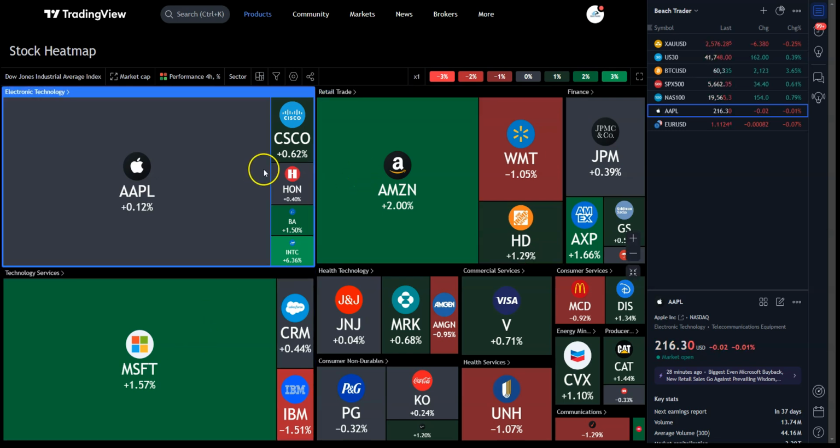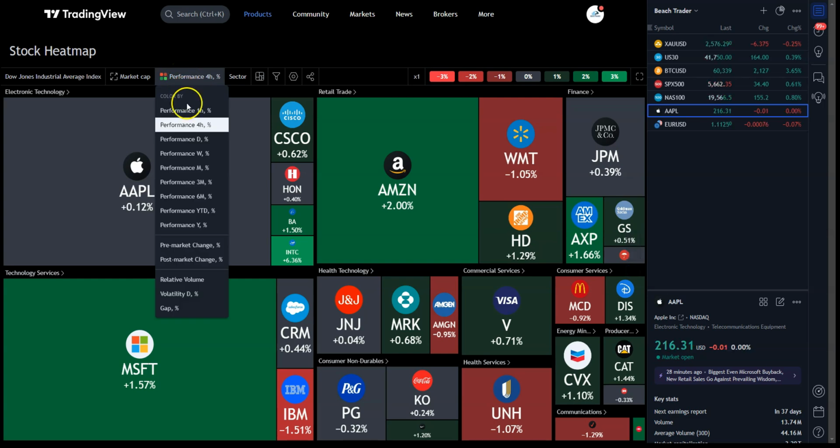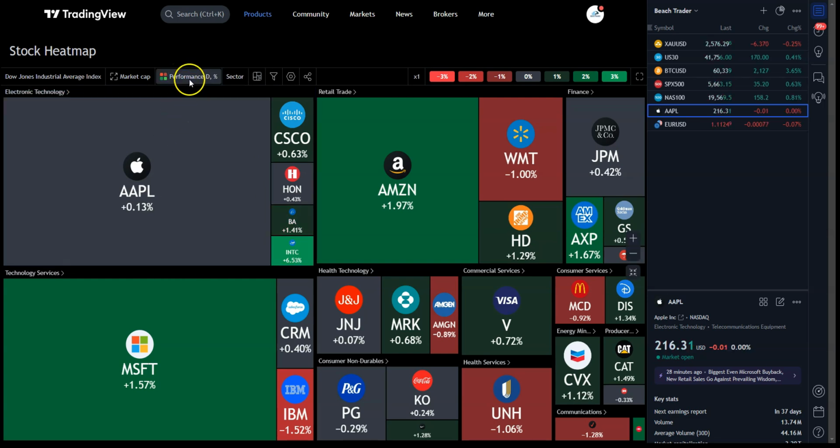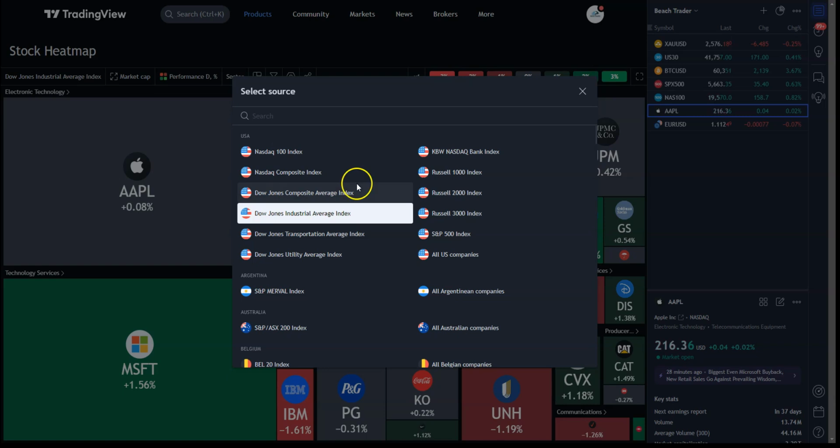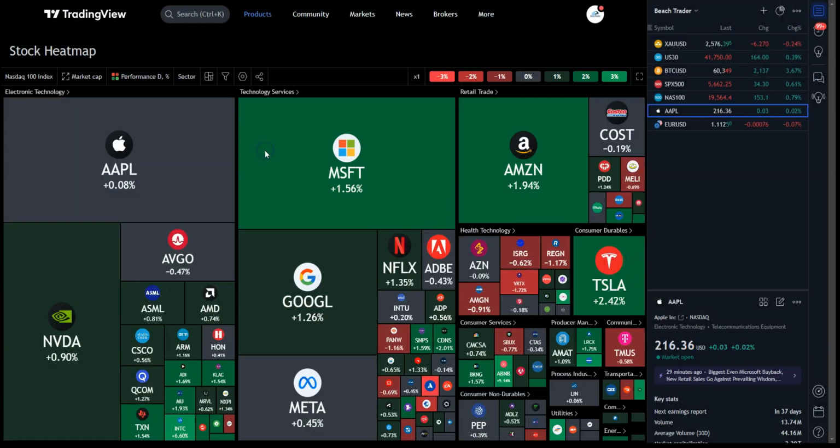And so what I do is I always start off at the day and then I switch between it. Now I want to look at the S&P. Well, let's look at the NAS 100, and this is the US 100, the biggest 100 companies. What do we see here? We see that the same companies that were some of the biggest ones are the biggest ones here too. So all the 30 are going to be in the 100 also.